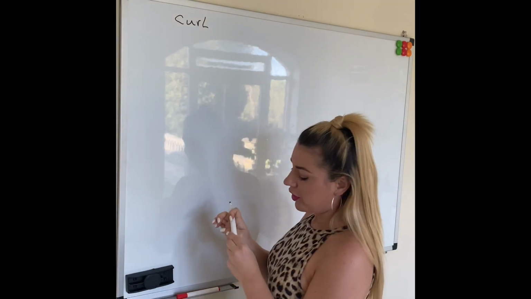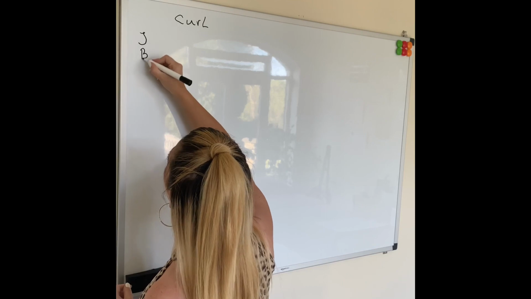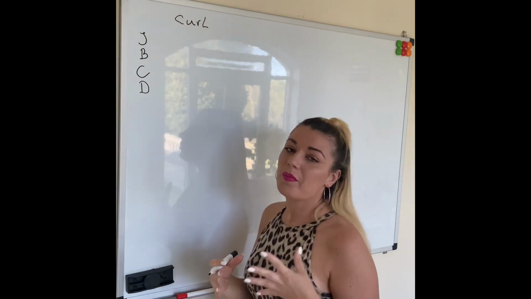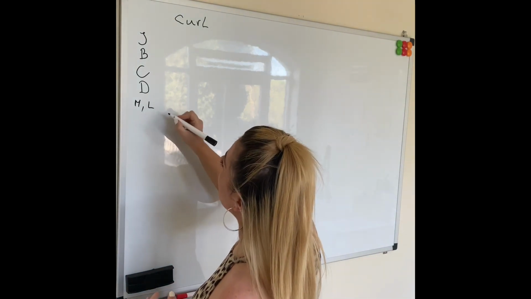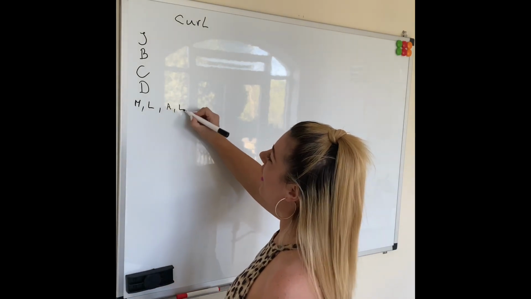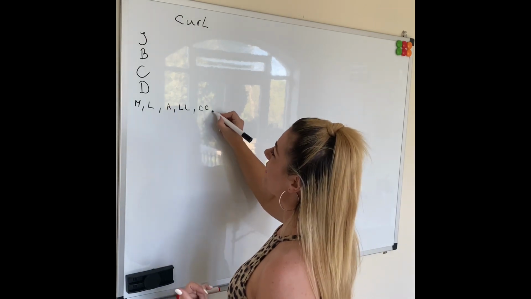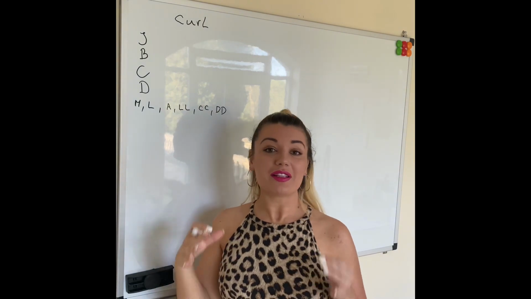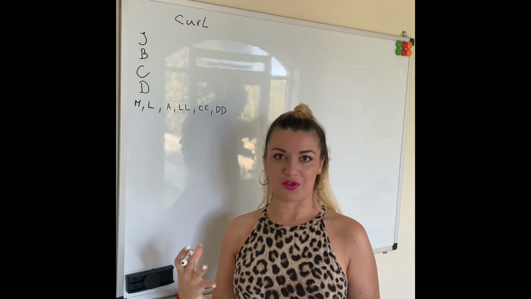So the most common that have been used would be J, B, C, D. Now, I know many people have been using the M, L, they are A as well, LL, there is a CC curl, there is DD curl. Now, I want you to know the difference between them and then you can decide which one is going to be suitable for your client.